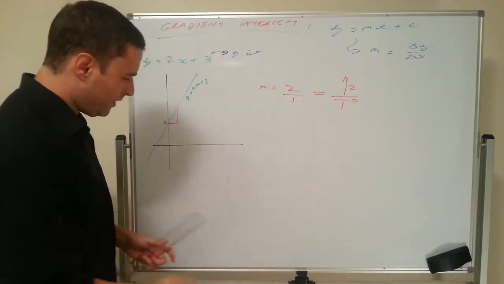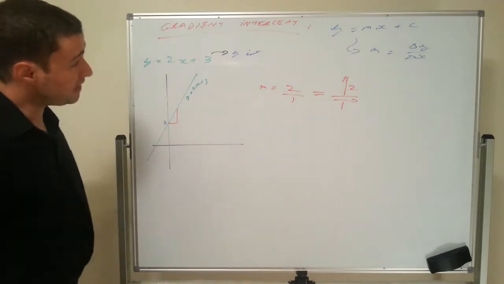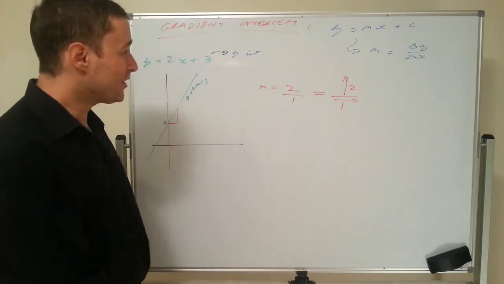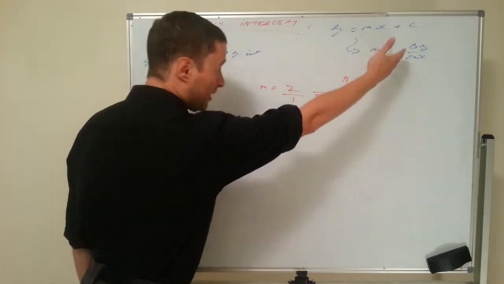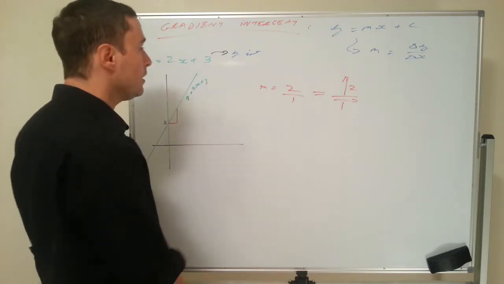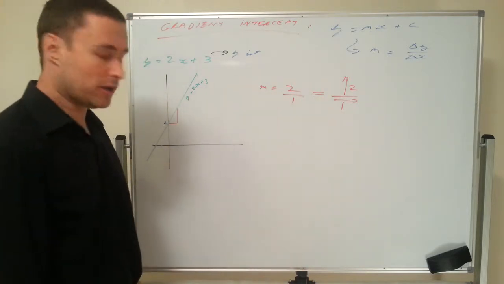Nothing more to say there. That's why this is so fast. It's really, really quick. Understand that the gradient you can write as a fraction, which is what you want, because you want the change in y over the change in x. And then just interpret this: across 1, up 2.